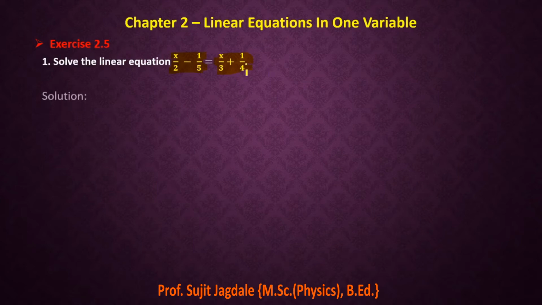Now the first linear equation is like this: x upon 2 minus 1 upon 5 equals x upon 3 plus 1 upon 4. Now here, before solving this equation, the basic step is that in the previous exercise or previous questions we were bringing variables to one side and all the numbers to the other side.